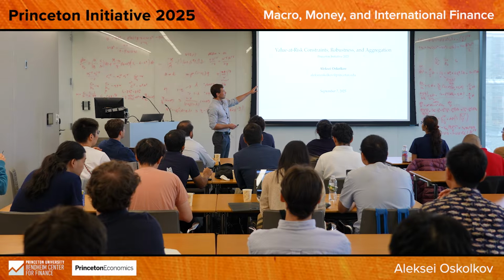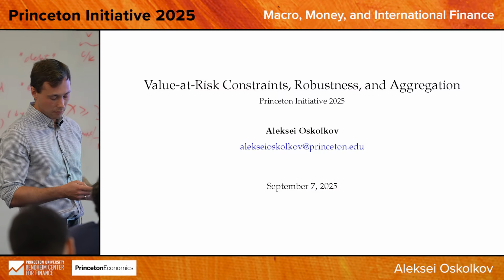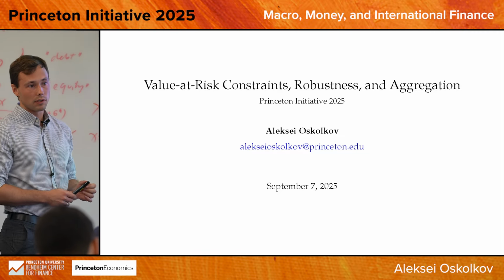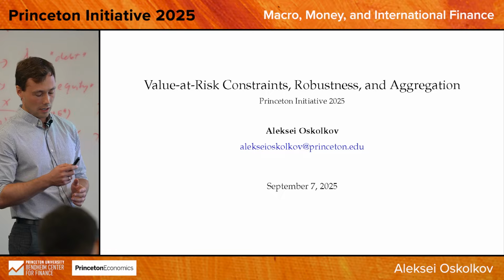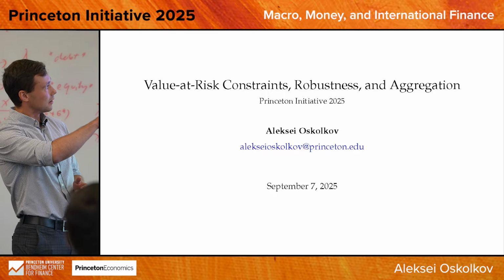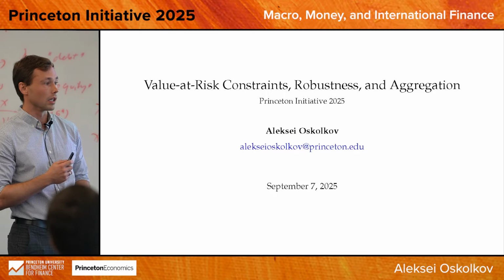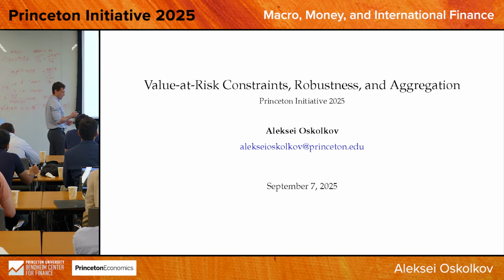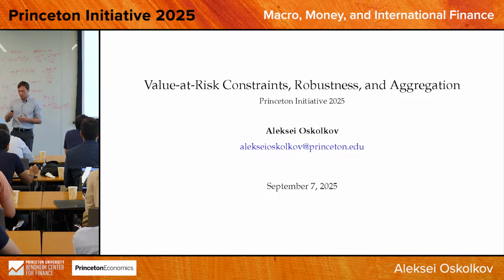So I'm gonna talk about this value at risk constraint, robustness, and aggregation paper. I'm gonna talk about value at risk constraints as a device to simplify macrofinance models. The robustness part is a micro foundation for this constraint. I'm not gonna talk about it today because it's a bit more technical, takes more time. And then the main purpose of the talk is gonna be to tell you how to set up a macrofinance model in a simple way that allows for aggregation, keeps things tractable, and allows you to analyze risk premia.